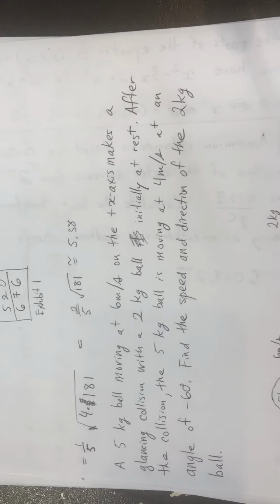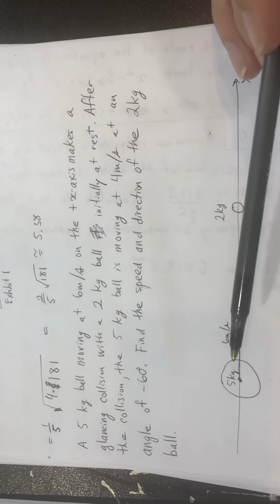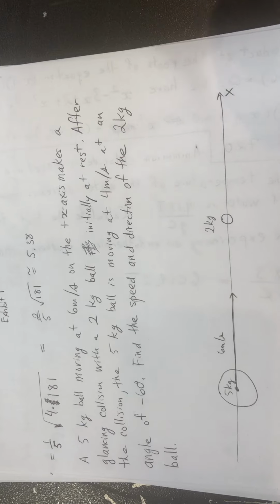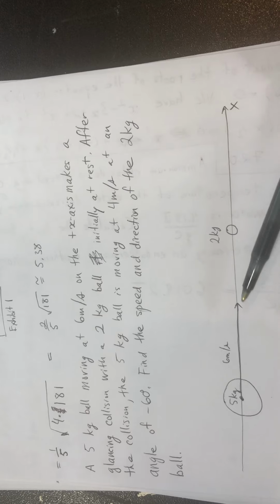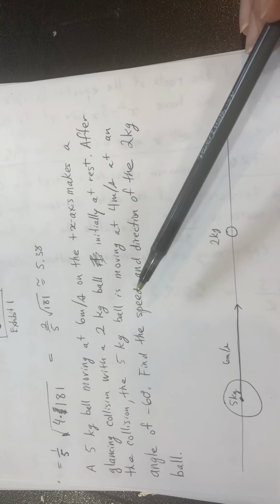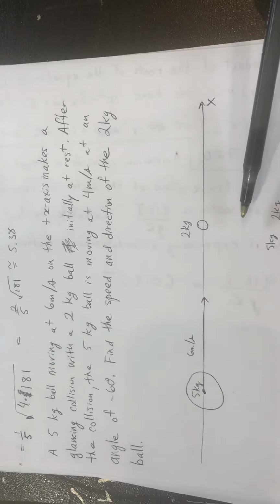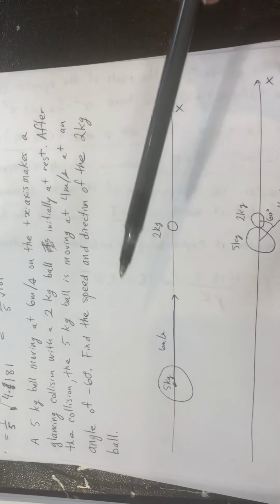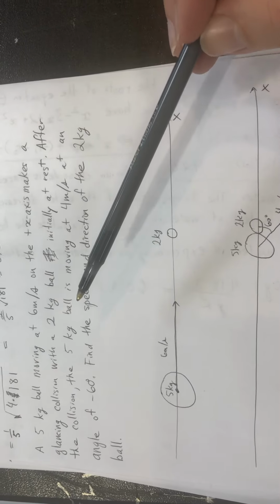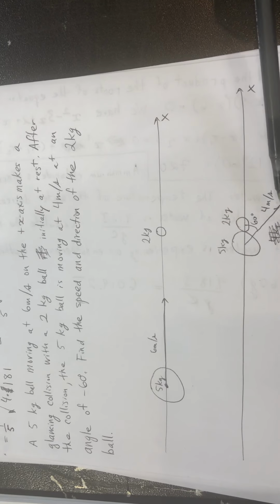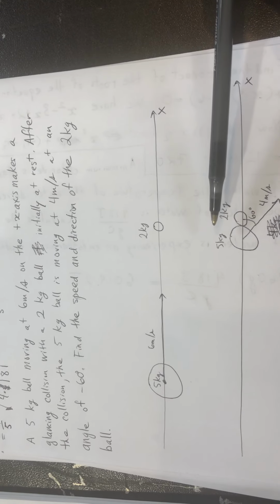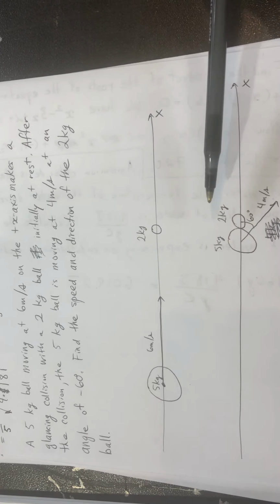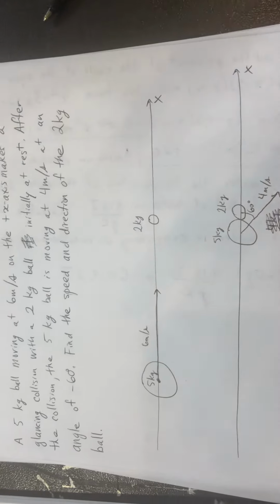Sketches are useful for enjoying physics, so here's a sketch. It's always good to proofread your work. Let's make sure this is an accurate sketch. A 5 kilogram ball moving at 6 meters per second on the x-axis. The 2 kilogram ball is initially at rest. So this is the before diagram. Here's the after diagram. Let's check that one. The 5 kilogram ball is moving at 4 meters per second at an angle of negative 60 degrees. I didn't put the velocity vector for the 2 kilogram ball because I don't know it yet, so I don't really know its magnitude and direction. All right, let us proceed.